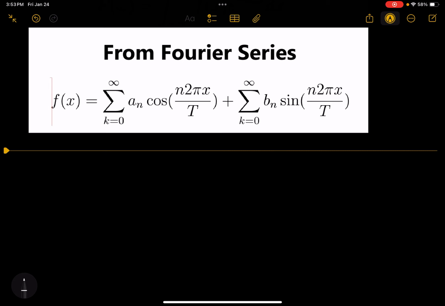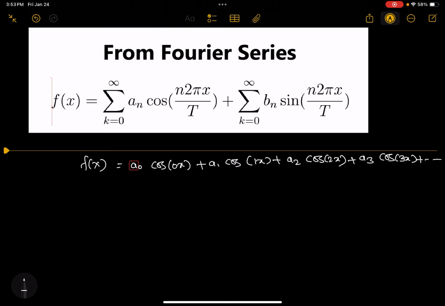Let's say I want to take an infinite sum of cosines, right? So some constant times cosine of 0x, which is basically just 1, and then some constant times cosine of 1x, some constant times cosine of 2x, some constant times cosine of 3x, and it goes on and on. So let us say that this result is some sort of function, right?